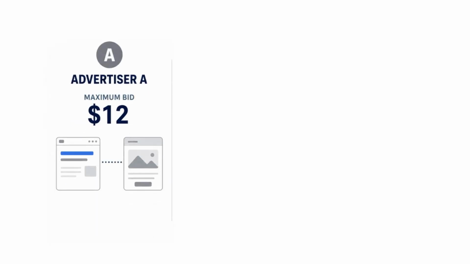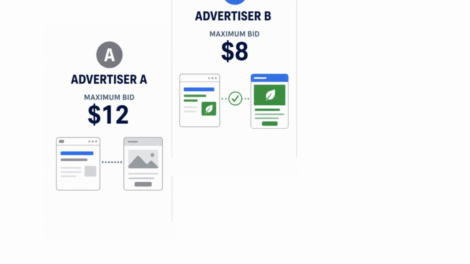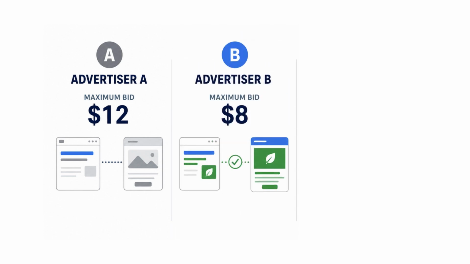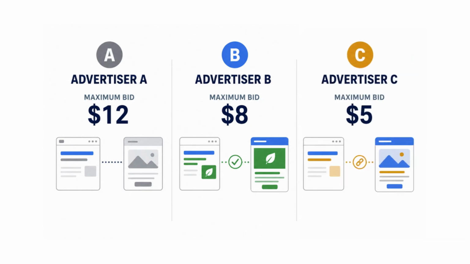Stage 3. The real-time auction takes place. Now, let's say three advertisers are eligible. Advertiser A is willing to bid as much as $12 for a click. Advertiser B is willing to pay $8 per bid, and advertiser C is willing to bid $5. As a beginner, you might assume that advertiser A automatically receives the best position because, of course, $12 is the highest bid, but the bid is only one part of the auction.